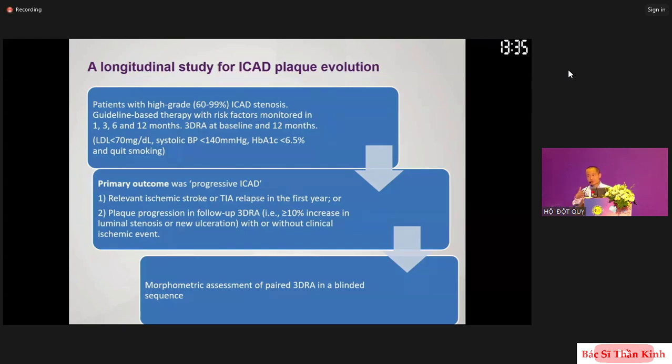So after this cross-sectional study, we then followed up this group of patients for 1 year. We exercised the same stringent criteria or goals in the risk factor management, and we defined the primary outcome as the relevant ischemic stroke or TIA relapse in the first year. Another primary outcome was the plaque progression in the follow-up 3DRA, which is more than 10% in the luminal stenosis, or new ulceration with or without clinical relapse. And then we performed the morphometric assessment of the paired 3DRA in a blind sequence.